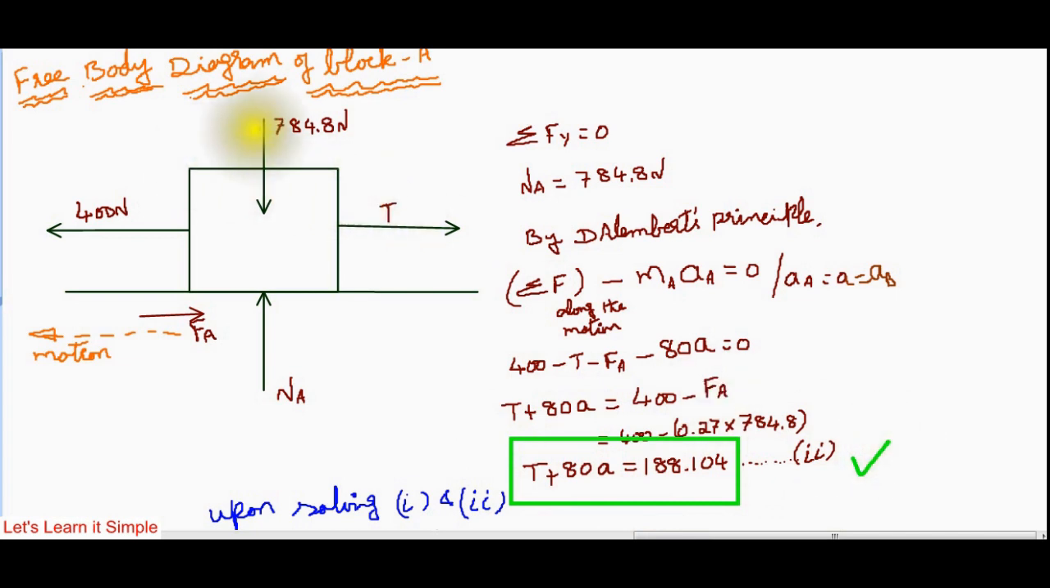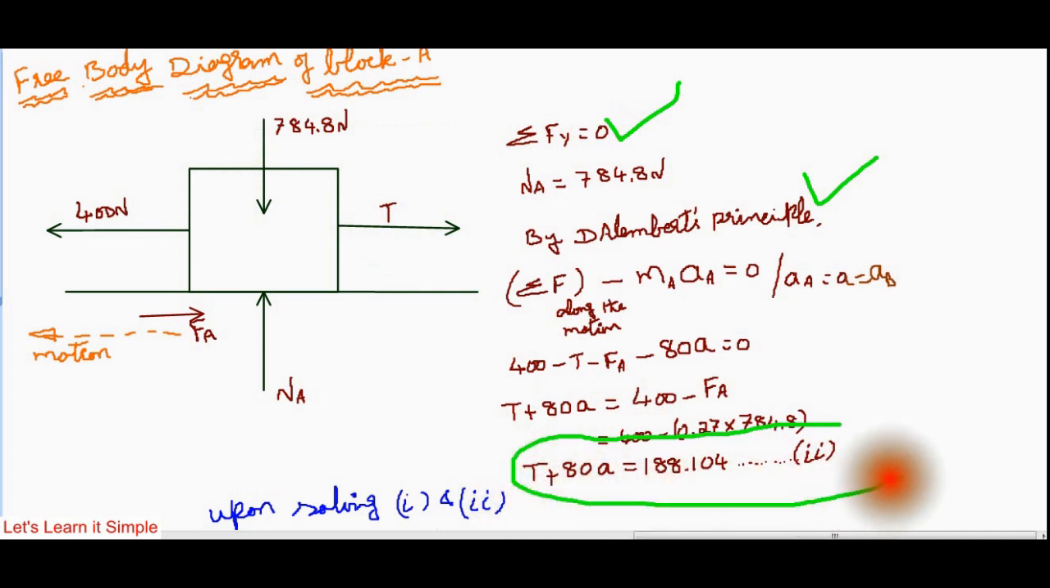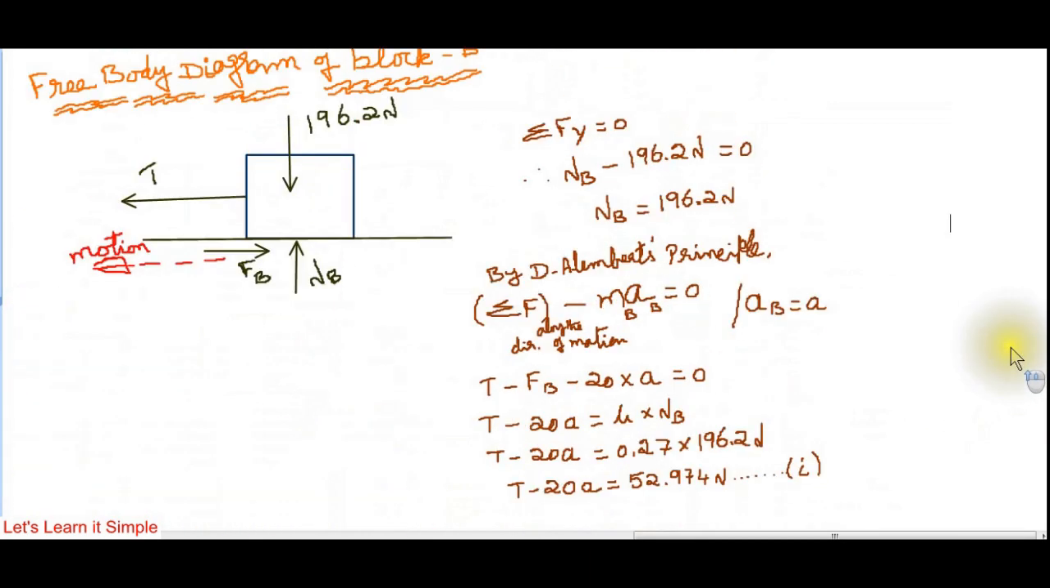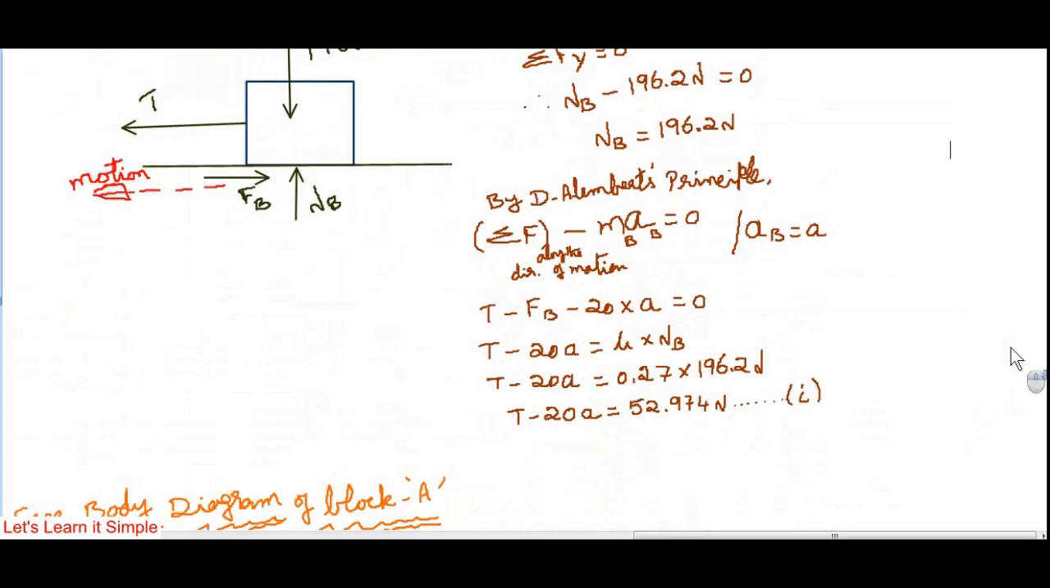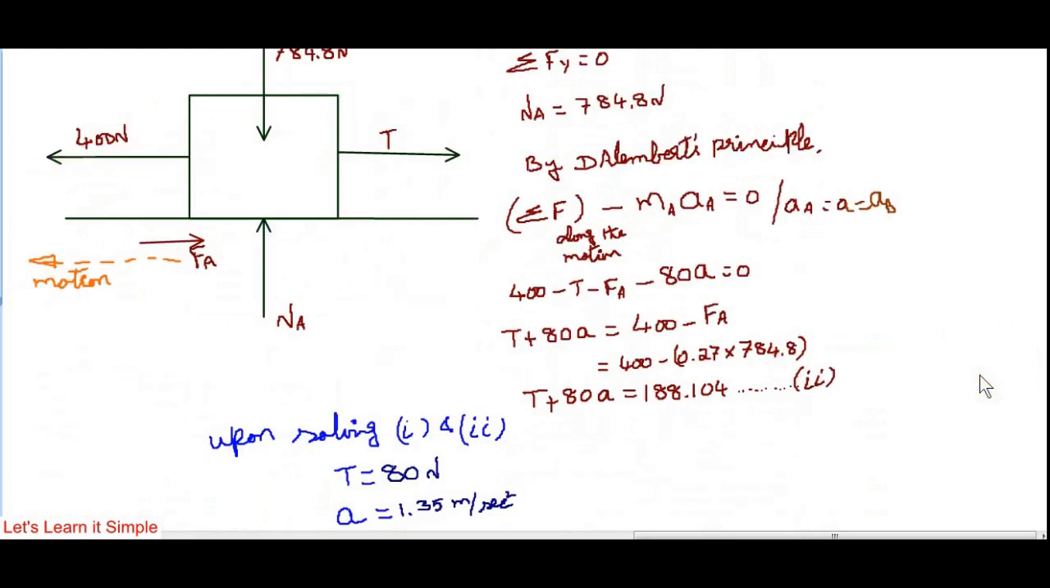So after drawing the free body diagram of block B and applying the condition sigma Fy equal to 0 and D'Alembert's principle, we have the second equation, T plus 80A equal to 188.107. After drawing the free body diagram, from block B, this is the first equation. From block A, this is the second equation. Now we need to solve equations 1 and 2.